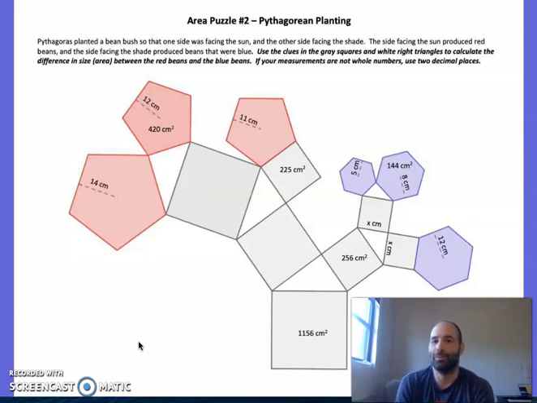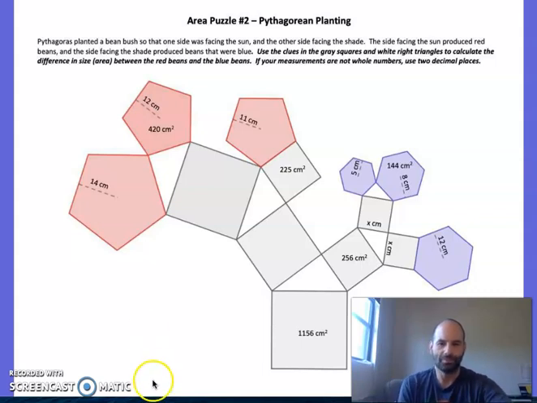This one's called Pythagorean planting. All right, so Pythagoras planted a bean bush so that one side was facing the sun and the other side was facing the shade. The side facing the sun produces red beans, and the side facing the shade produces blue beans. All right, so use the clues in the gray squares, all those shapes that are gray are squares, and the white right triangles, those are all right triangles, to calculate the difference in area between the red beans and the blue beans. Right? If your measurements are not whole numbers, use 2 decimal places.